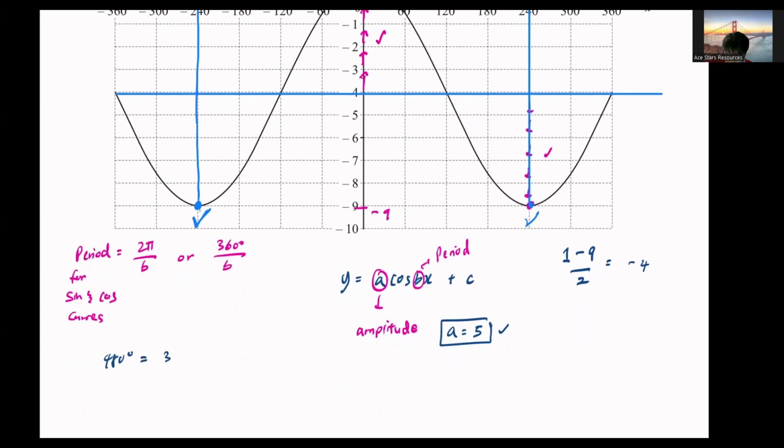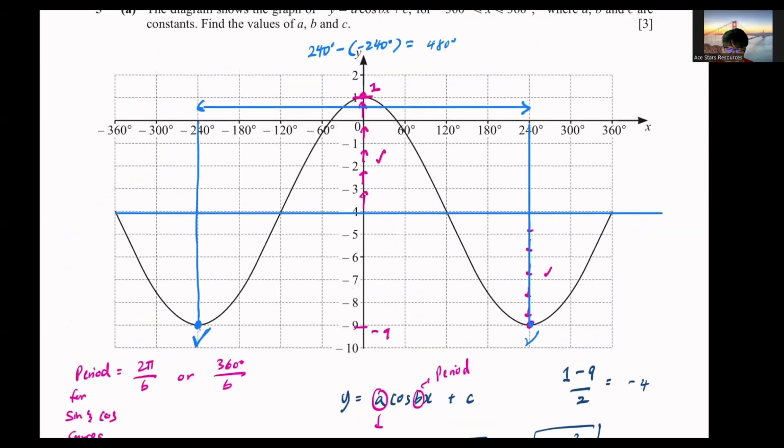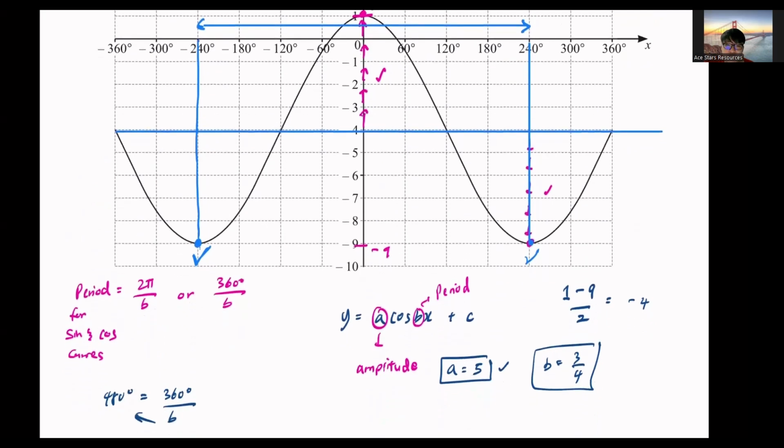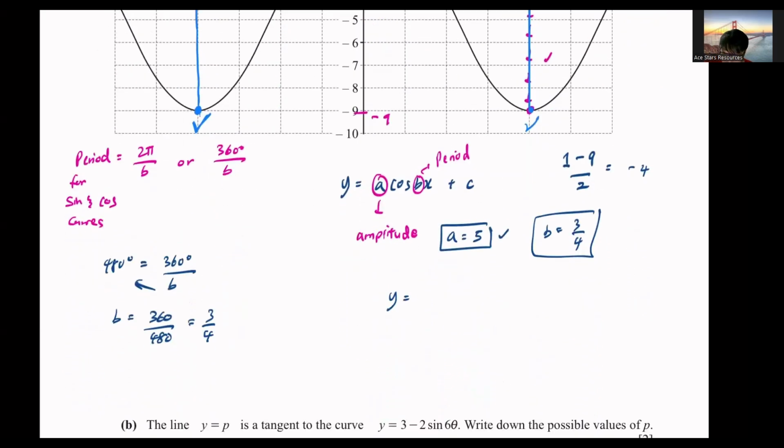It's equal to 360 over b, and we are required to find b, so just exchange the positions. So you're going to end up with 3 over 4. So b will be 3 over 4. Now, since you already have a and b, the last one is easiest to find, so just write it down. 5 cos 3 over 4 x plus c.